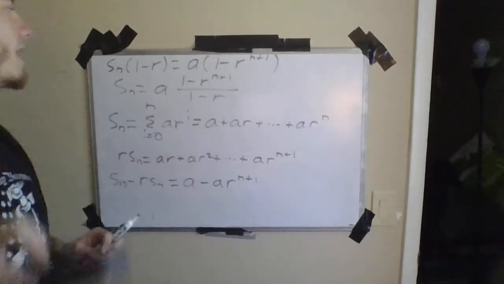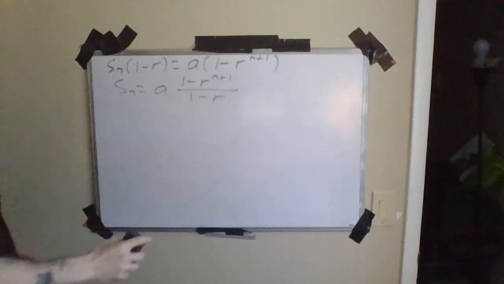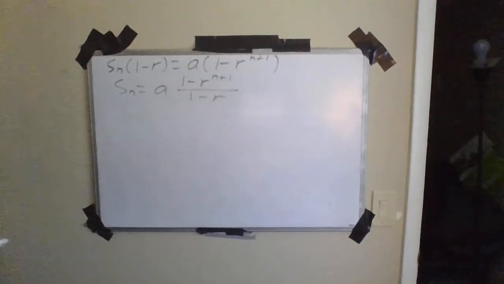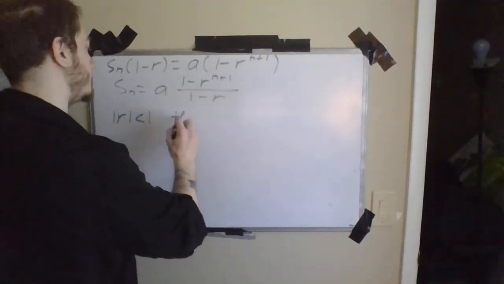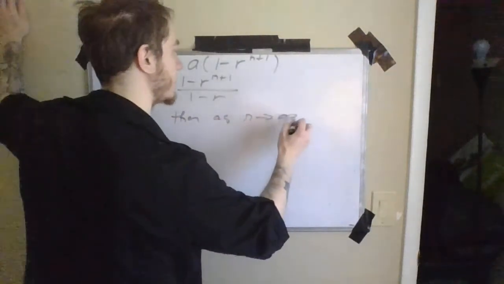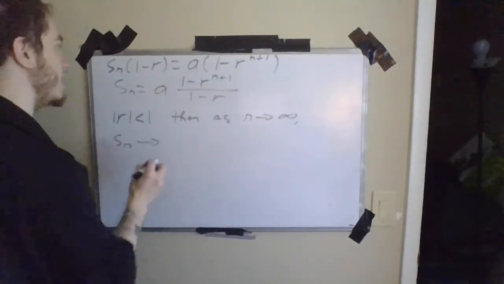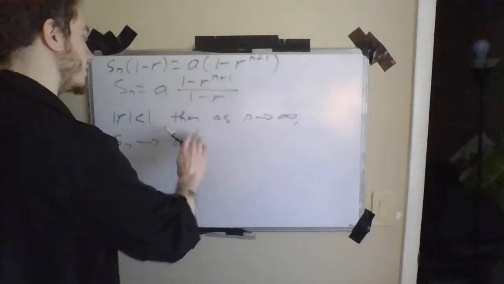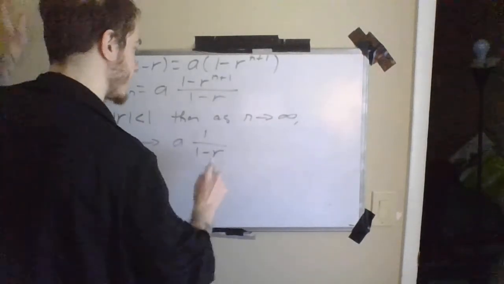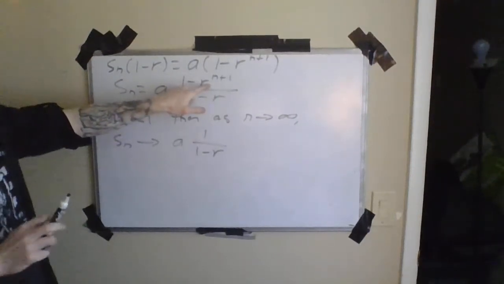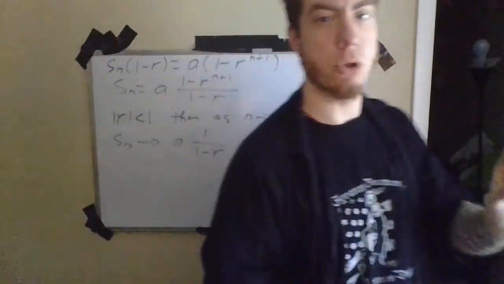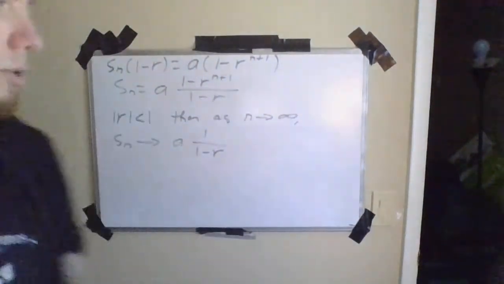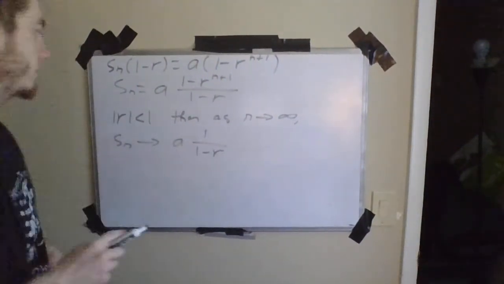Now, why is this helpful? Well, the reason is because at this point, we can see exactly what is going to happen to these Sn's. Because if the absolute value of R is less than 1, then as n approaches infinity, Sn is going to approach A times 1 over 1 minus R, because this term here is going to go to 0. As you take a number whose magnitude is less than 1, as you start raising that to a larger and larger power, that number gets closer and closer to 0. And so this converges like so.